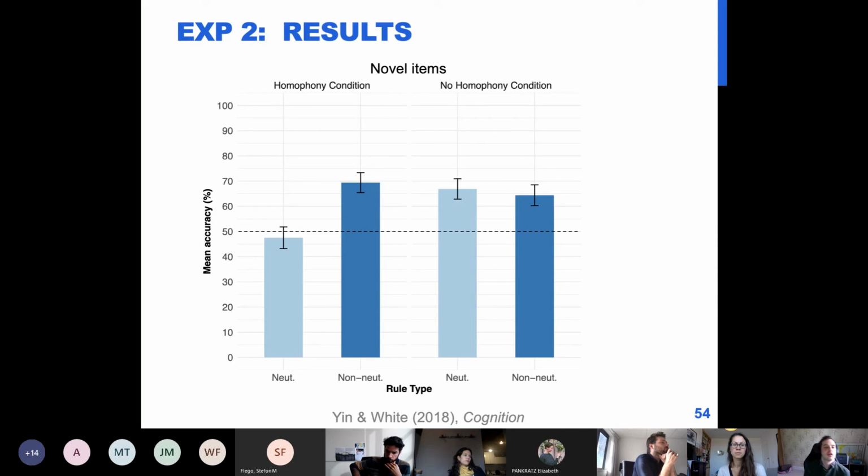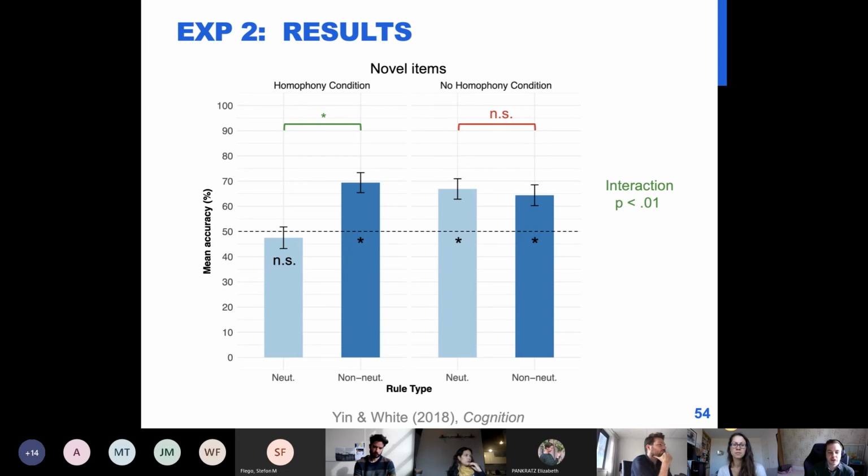Okay, so here's what we found. Here I'm just showing you the novel items, which are the important ones. On the left side, we have the homophony condition, and on the right side, we have the no homophony condition. What you see here is very interesting. We have this interaction effect. In the no homophony condition, we don't see any difference between the neutralizing and the non-neutralizing rules. They're learned equally well. Whereas in the homophony condition, we see this big difference.